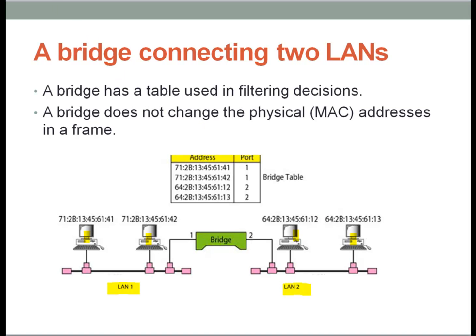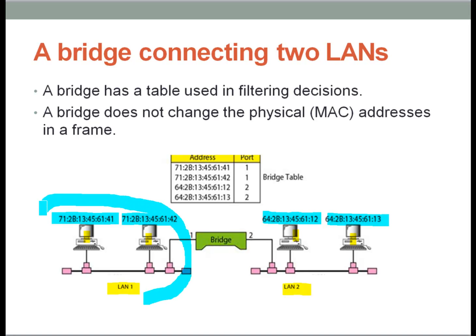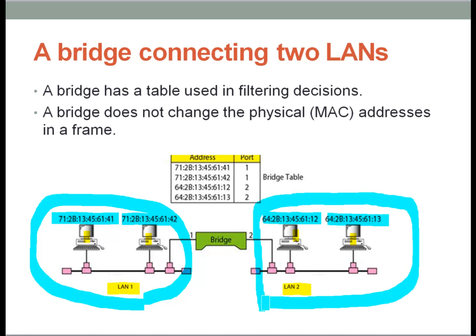For every machine there is a MAC address. This is the MAC address of the first machine and this is the MAC address of the second machine. The MAC address is 48 bits in length. Now, to connect these two local area networks, local area network 1 and local area network 2, I use the device called a bridge. A bridge is a layer 2 device.